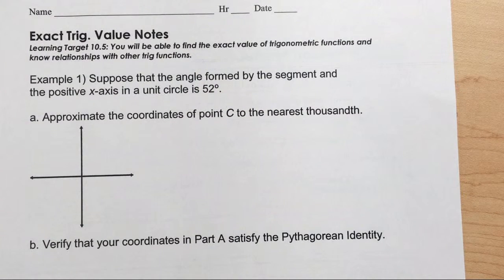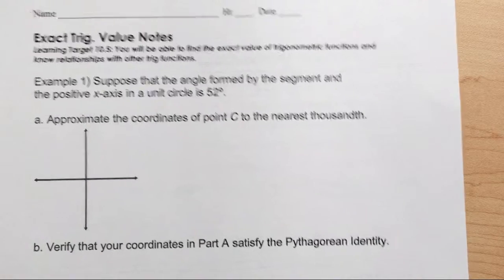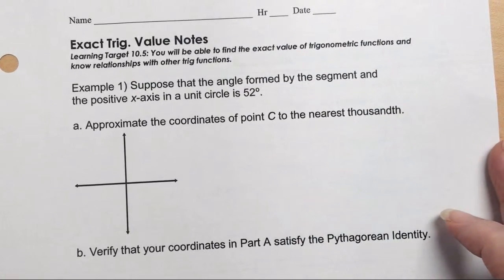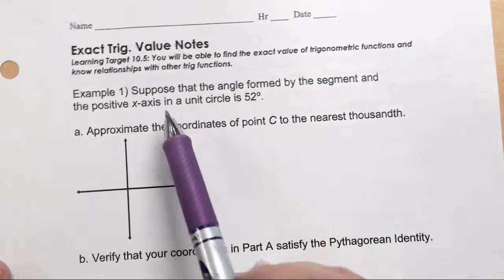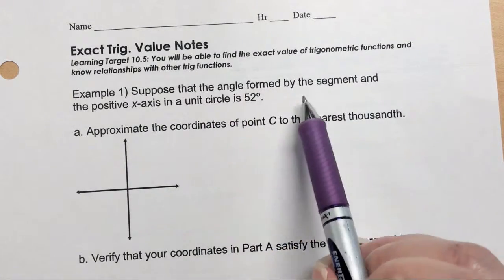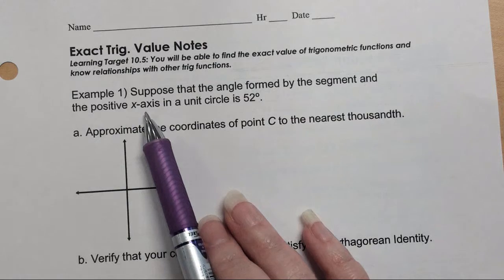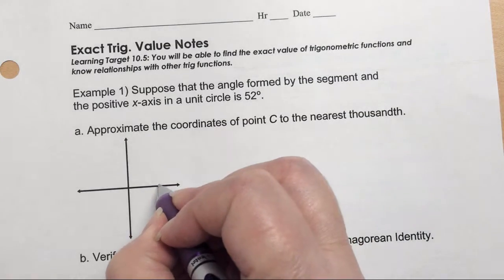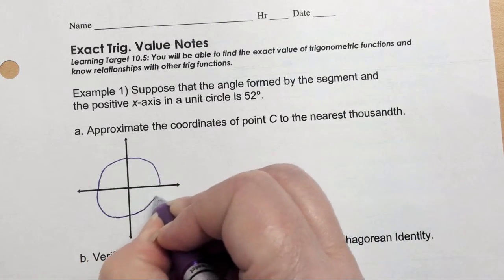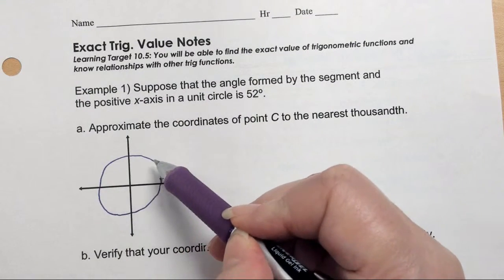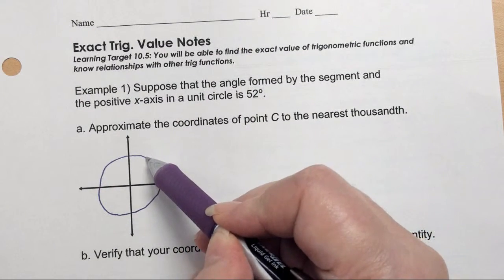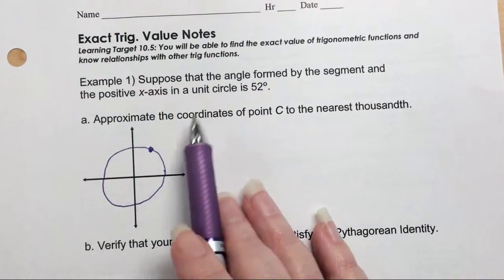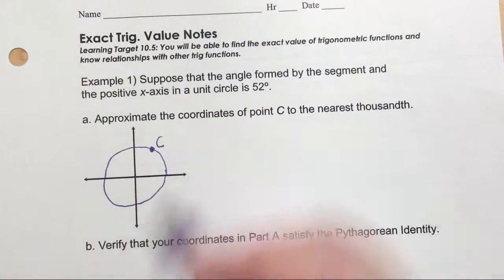All right, so continuing on with what we've been doing, this should not feel like it's new, but we are going to go over it just like it is new. Remember our unit circle, and it says, suppose that the angle formed by a segment and the positive x-axis is 52 degrees. So on our unit circle, remember that halfway would be like 45 degrees, so 52 is a little bit more. Doesn't have to be exact, but that's about what we're talking about. They want to know the coordinates of this point C.